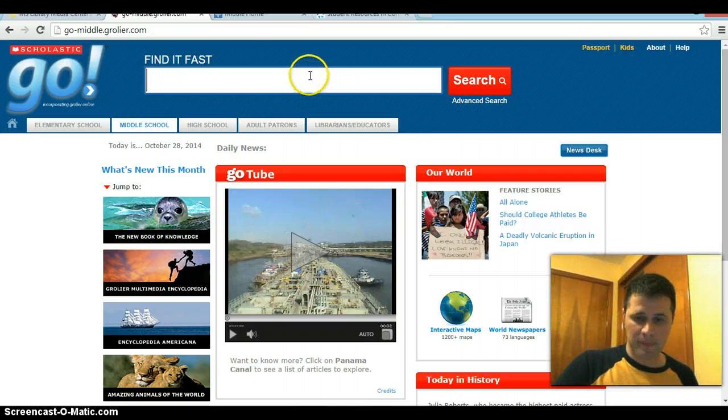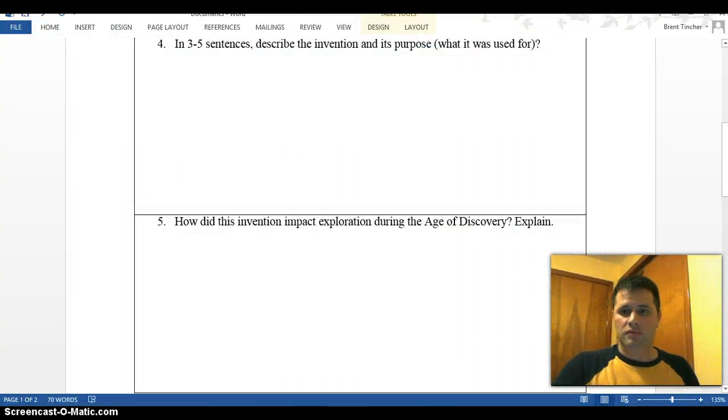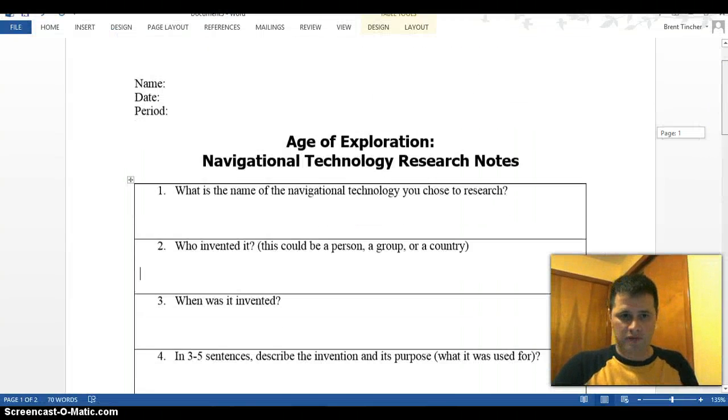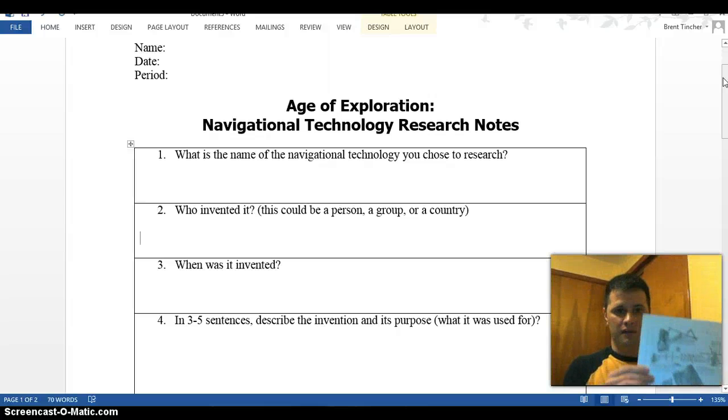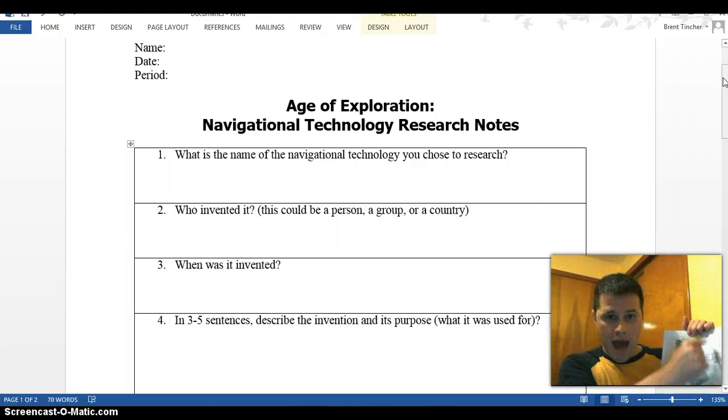information that you need. Remember, for your research, you have the choice of, if you look on the back of the research packet we used today in class, you have the choice of the quadrant, the cross staff, which is also known as the Jacob's staff, J-A-C-O-B apostrophe S staff, the magnetic compass, the sextant, and the astrolabe. Do not research the back staff.